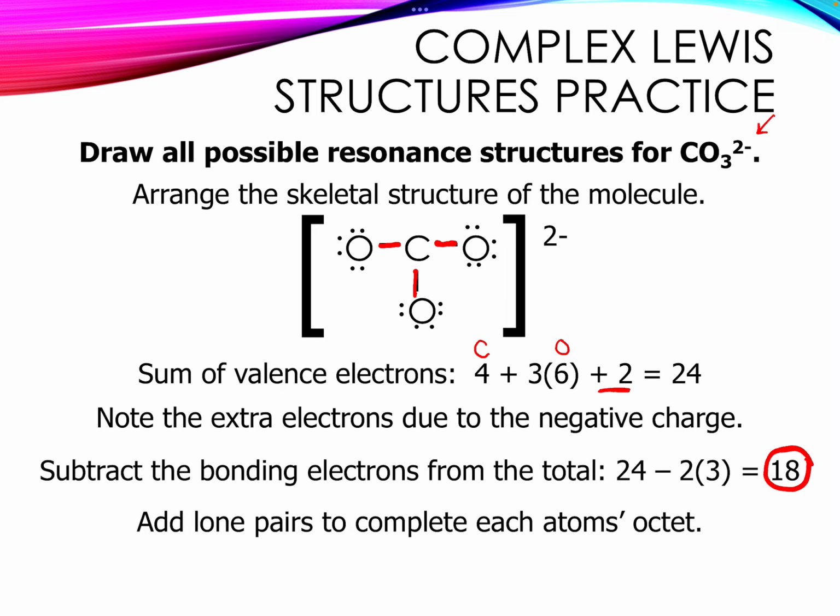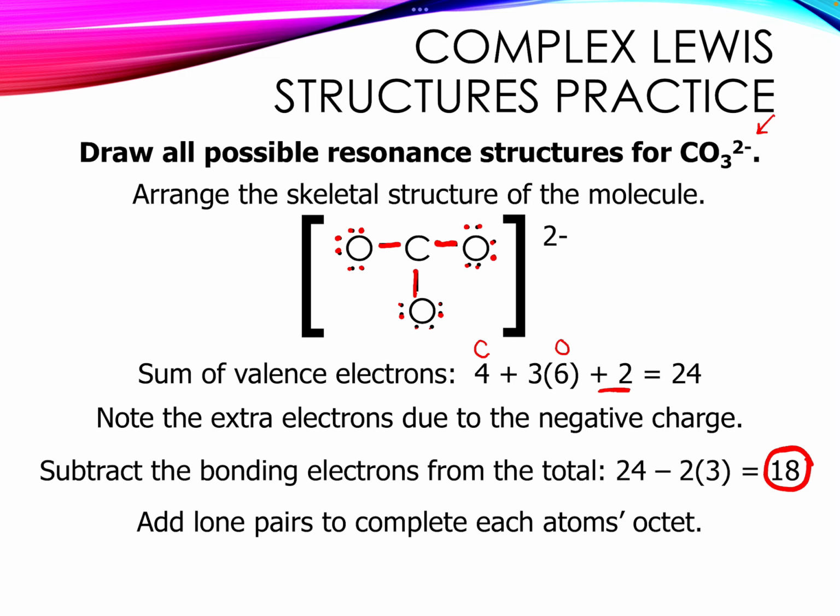So if we gave all of the atoms an octet, then we would run out, because we would go 1, 2, 3, 4, 5, 6, 7, 8, 9, 10, 11, 12, 13, 14, 15, 16, 17, 18. But if you look at carbon, carbon doesn't have an octet. Carbon only has 6 electrons. So that means we need to donate a lone pair to make a double bond with the carbon.